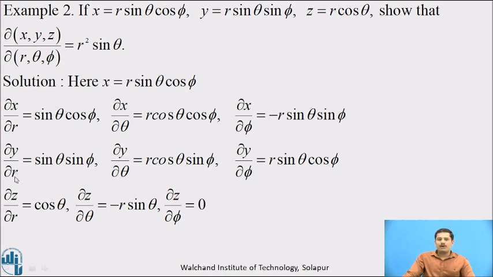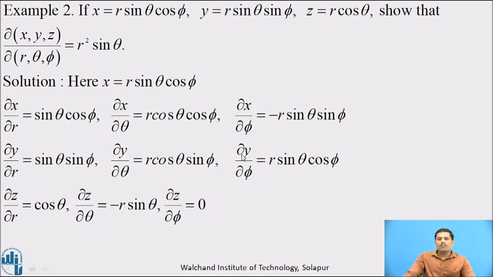Now differentiating y partially with respect to r, treating remaining variables constant. Now the derivative of r is 1, and these are the constant, we can write them as it is, sin theta into sin phi. Now differentiating y partially with respect to theta, treating remaining variables constant. Now we can write r as it is and sin phi as it is.